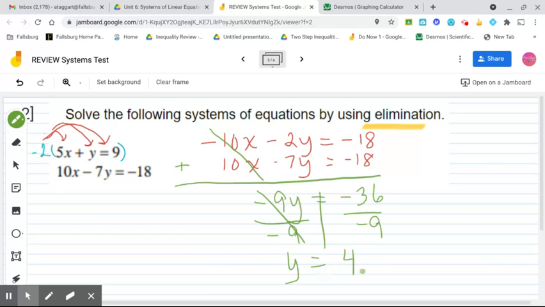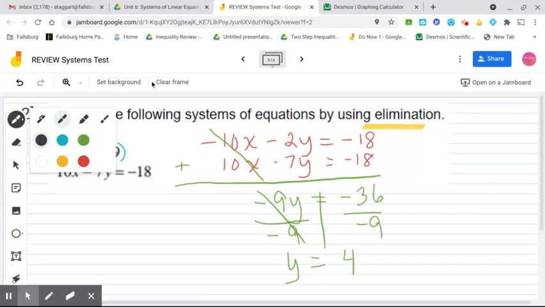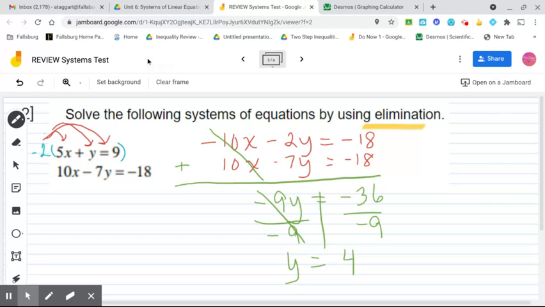So now that I have 4 equal to y, I'm going to go back to either equation and substitute in y in order to solve for x. I'm going to plug it into our first equation just because y is by itself and might look a little bit easier. So I have 5 times x plus y, which is 4, equals 9.